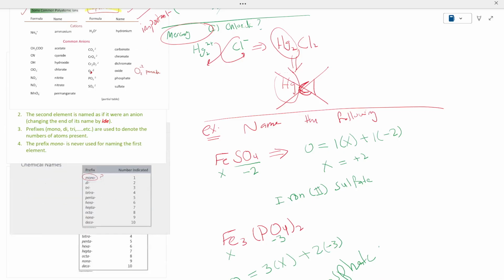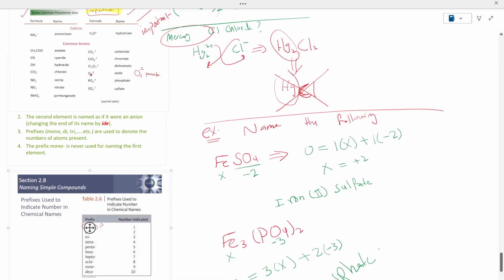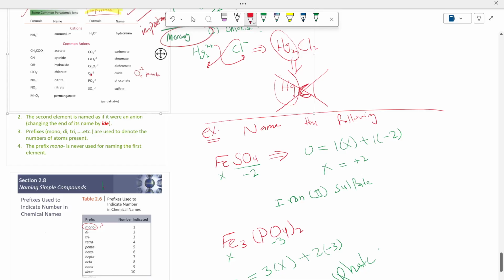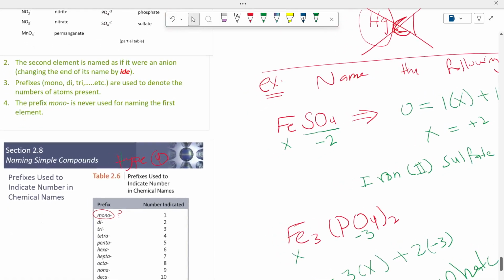This is type 4. In type 4, as we said, you should have a nonmetal with another nonmetal. It's similar to type 1 with one difference between them. The difference is the subscripts.